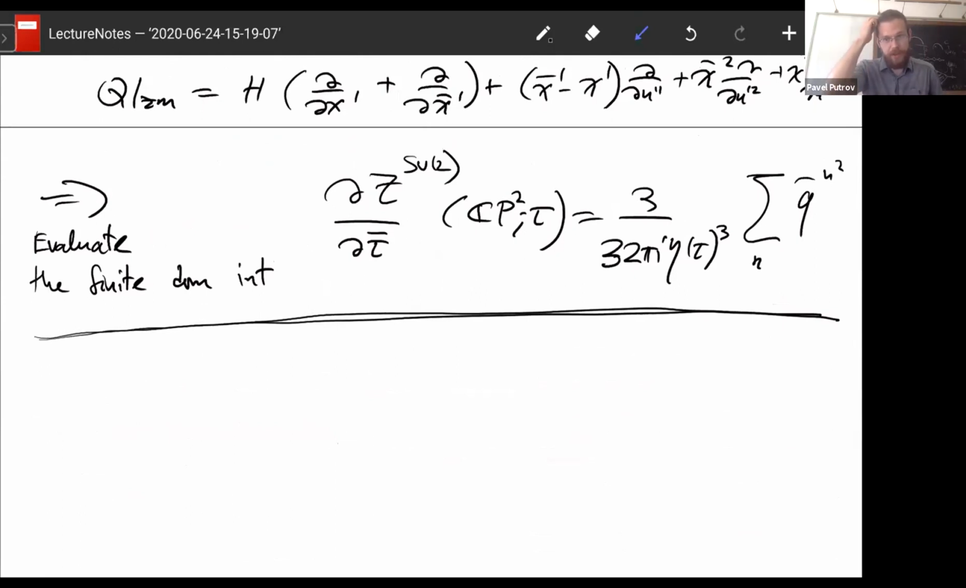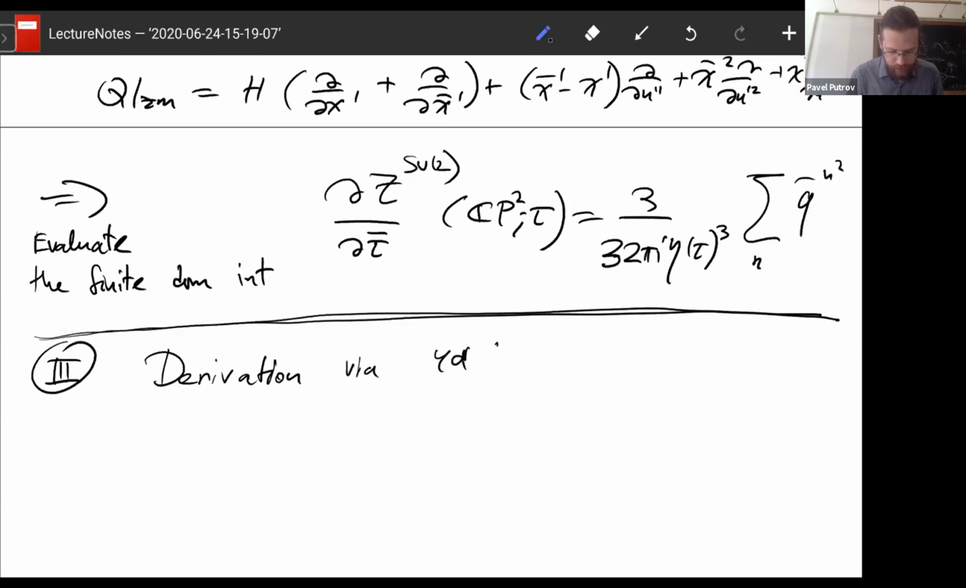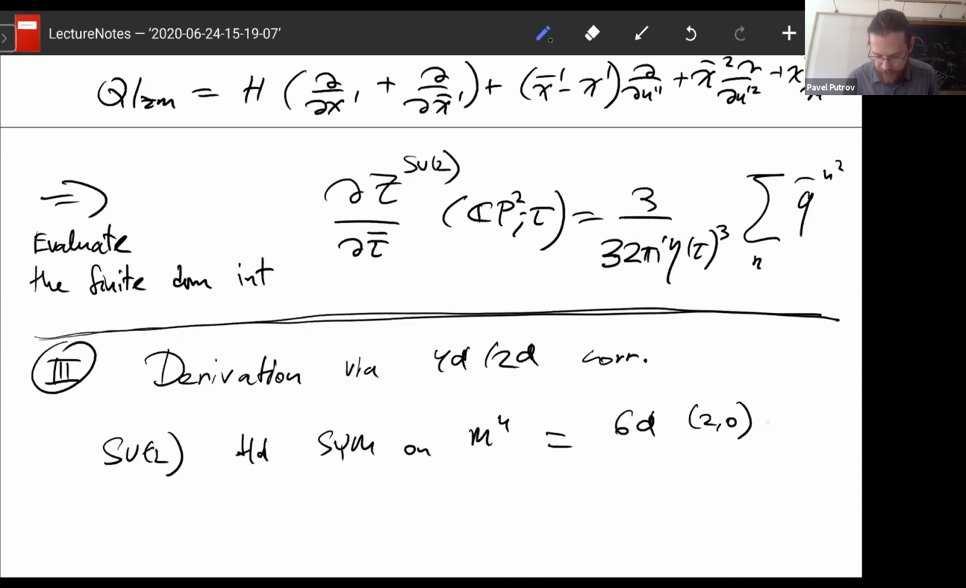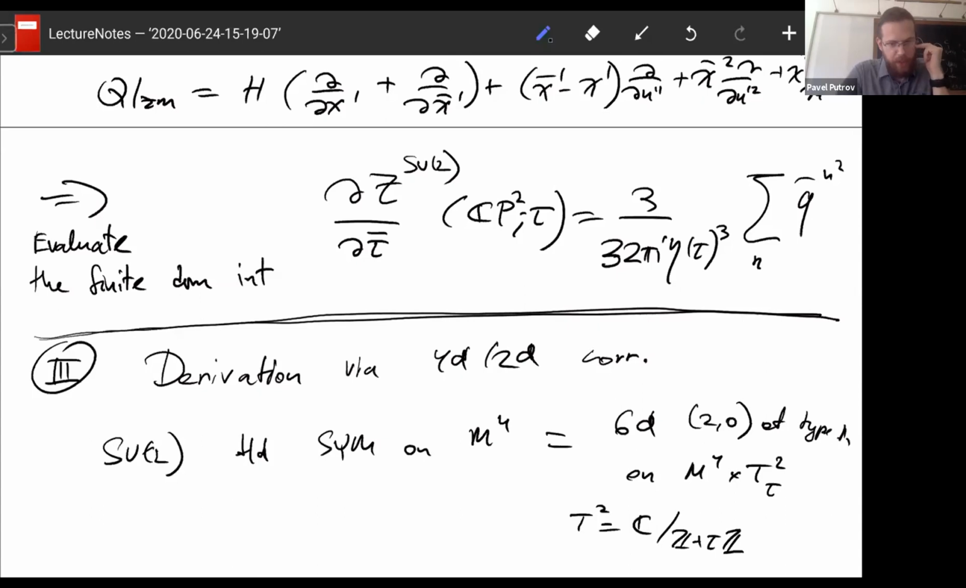Okay, so if there's no other questions, let me just very briefly mention the other way to derive this. Essentially, we can use the fact that SU(2) super Yang-Mills on M4 is the same as the 6D (2,0) theory of type A1 on M4 times T2, and for example, the coupling constant plays the role of the complex structure parameter of the torus.